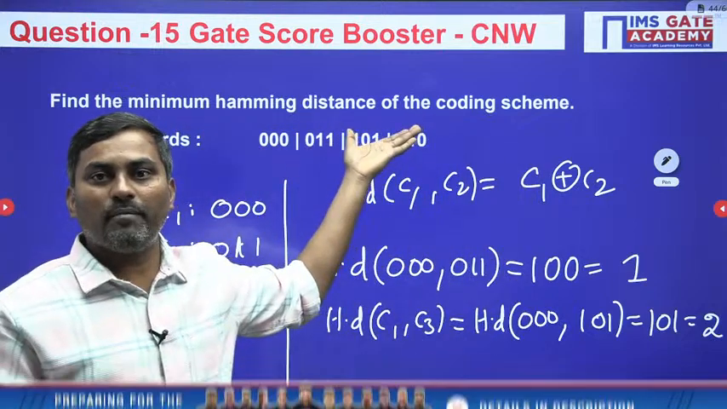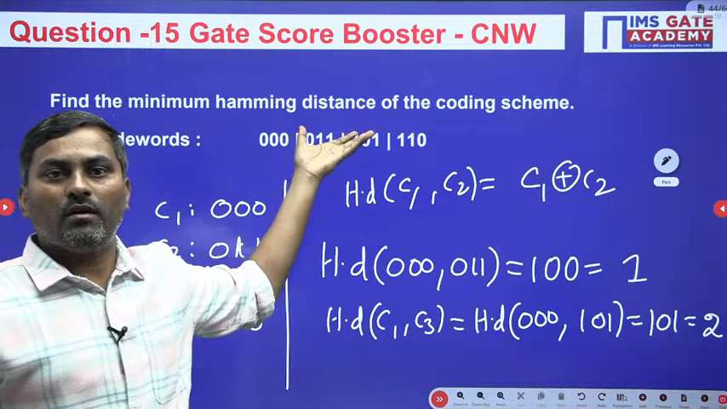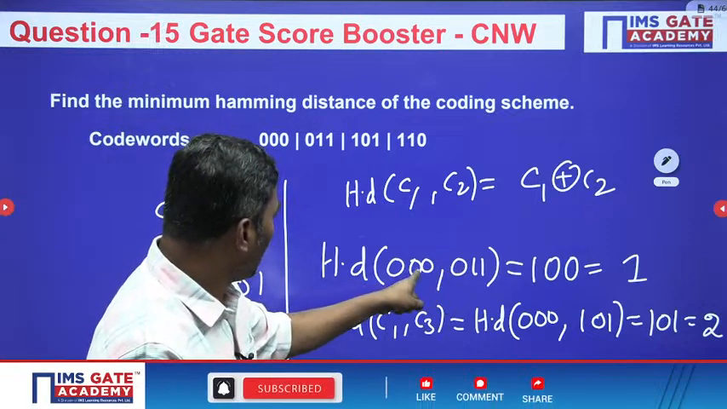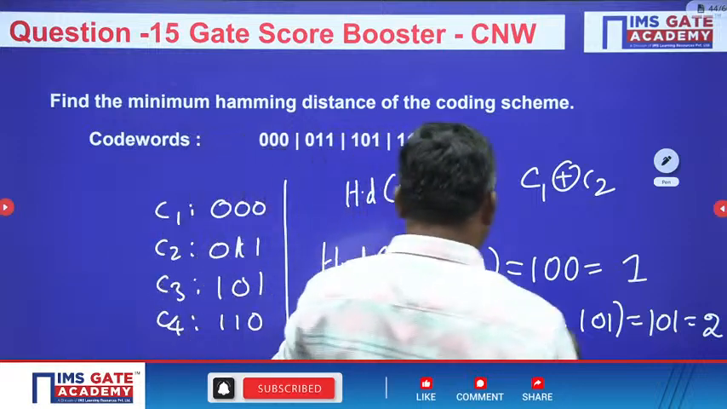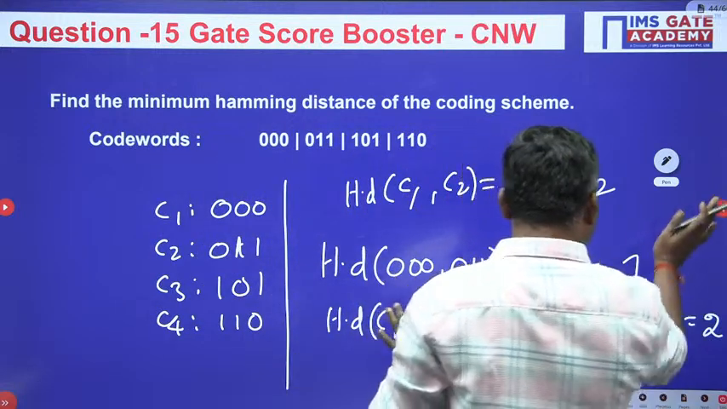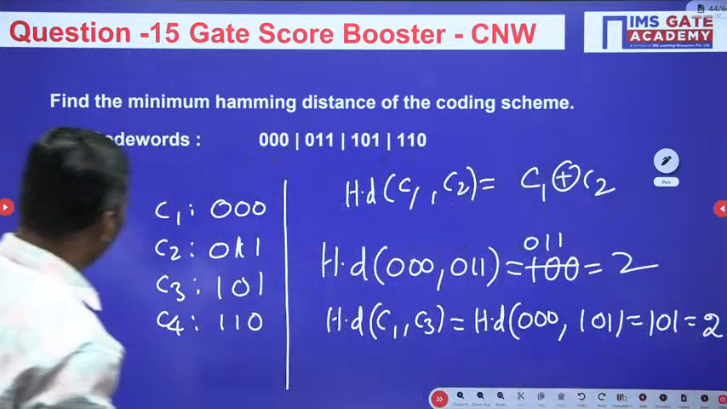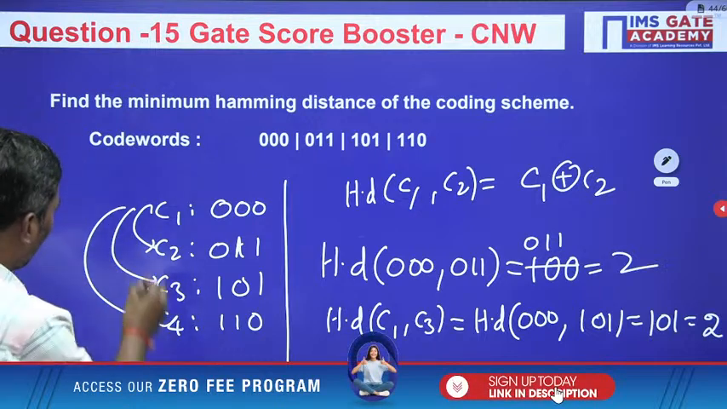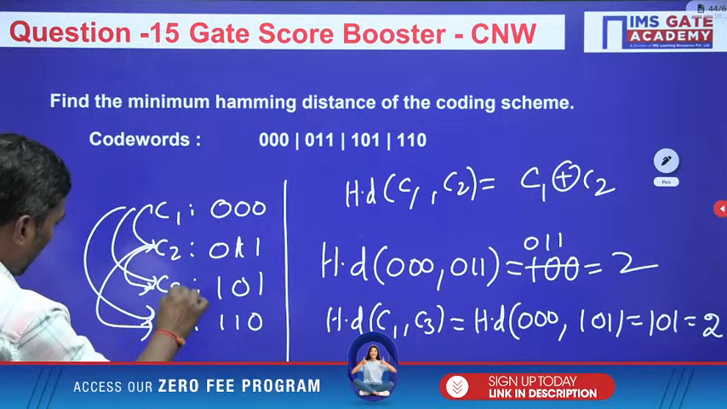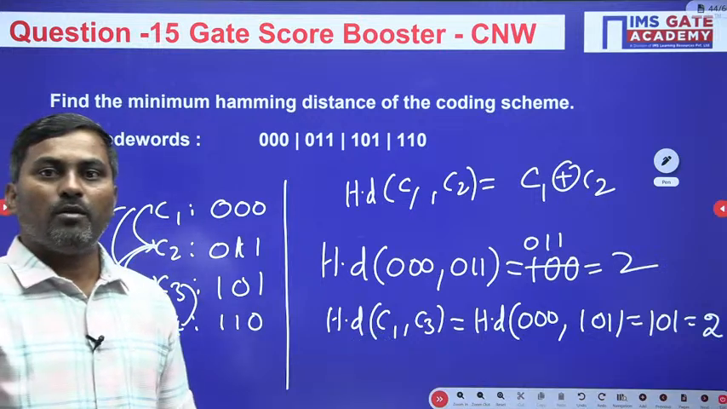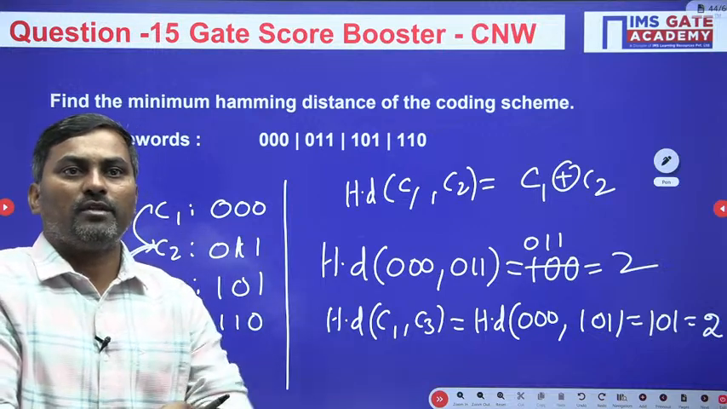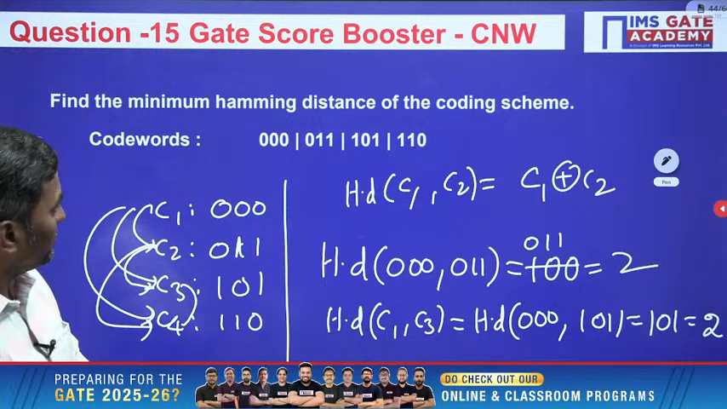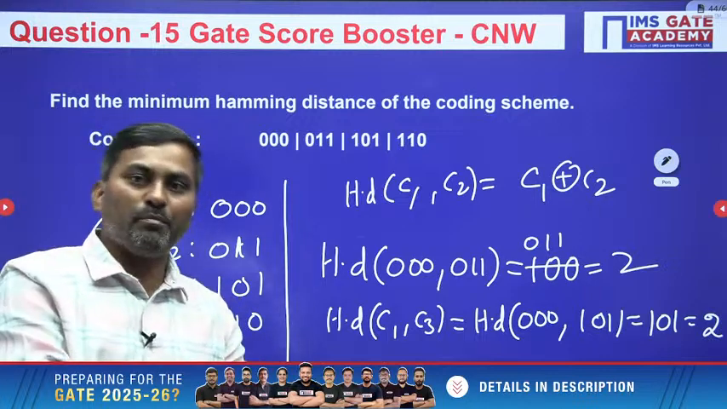Can I say the answer is 1 only? Am I right? Here the bits differ in two places, so this became 2. Similarly we verify C1 to C3, C1 to C4, next C2 to C3, C2 to C4, and C3 to C4. Like this we verify all combinations for the minimum. Tell me the answer: what is the minimum Hamming distance? The minimum Hamming distance is 2.